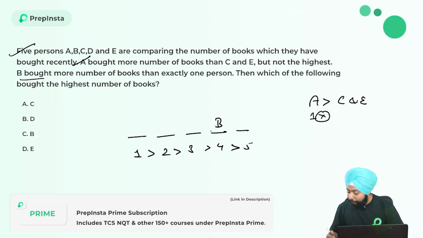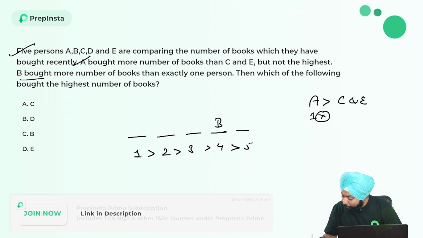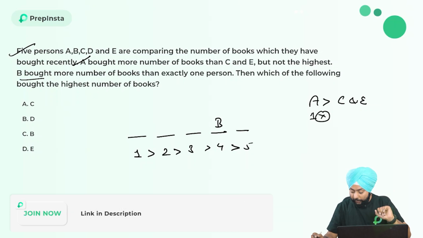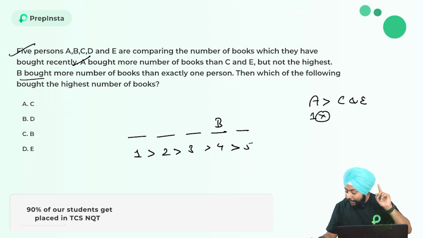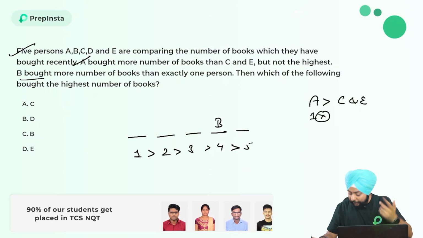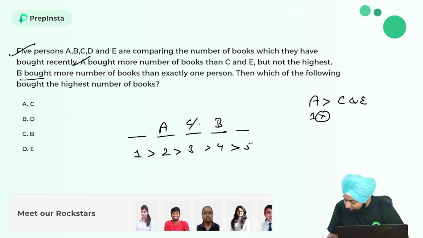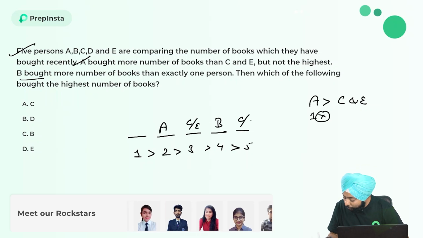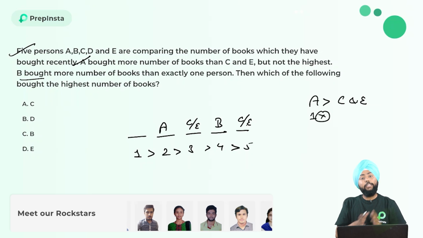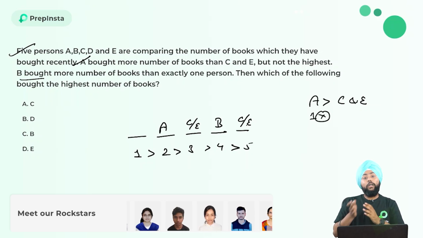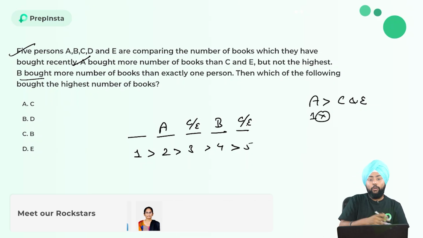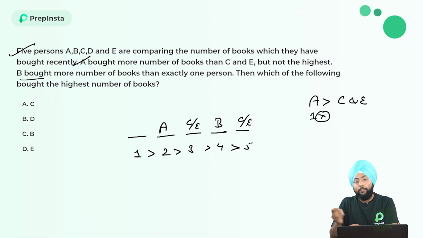Now let's see other data. They have given A is not the highest one. If A is not the highest and A has more number of books than C and E, that means A is here, and C can be here, or E can be here, because I know A is more than C and E, but whether C is more than E or E is more than C, I don't know. So that's why I put a slash over here, that C can come over here or E can come.